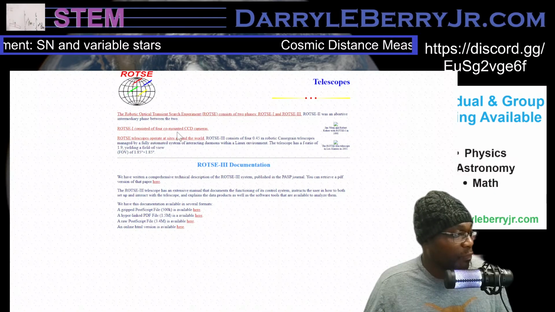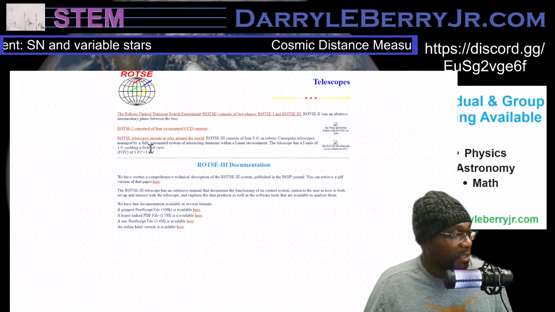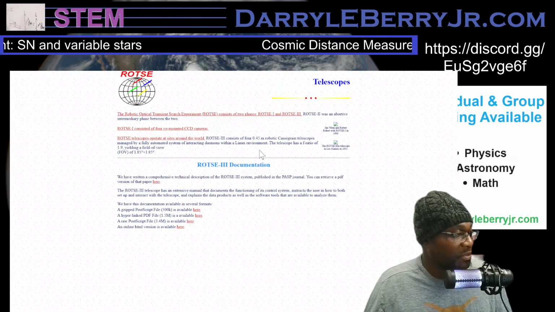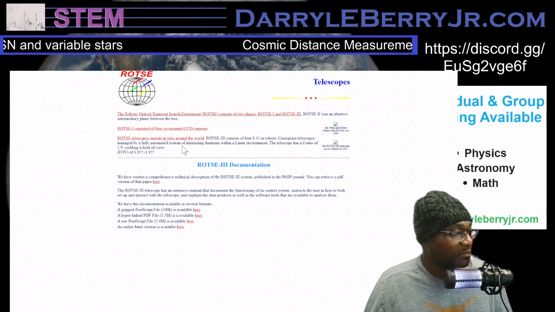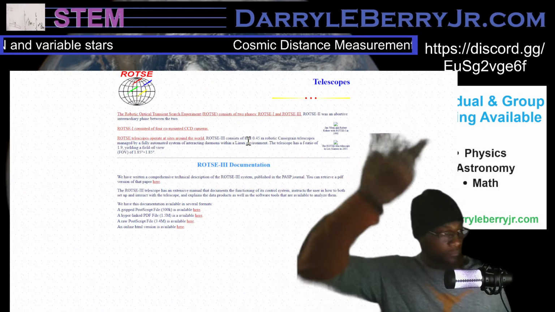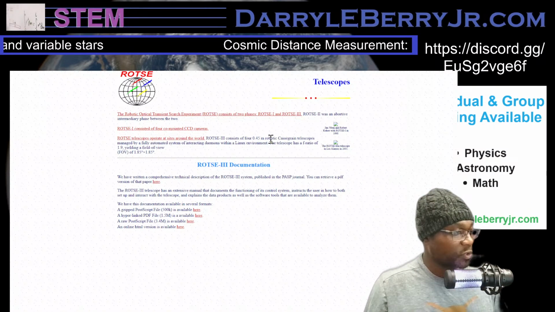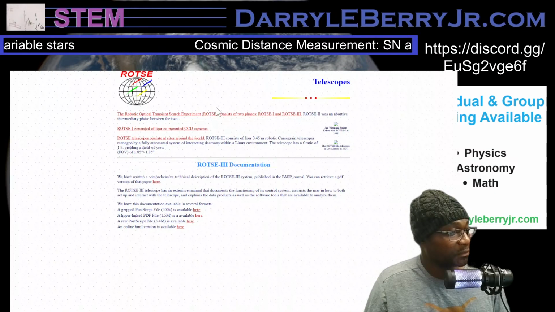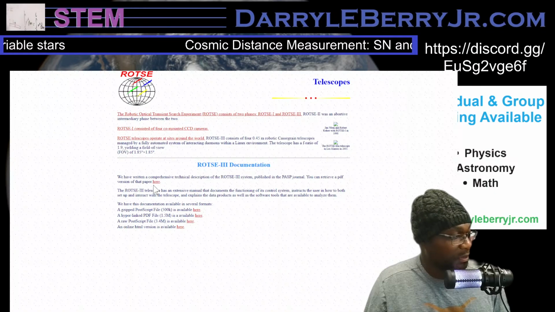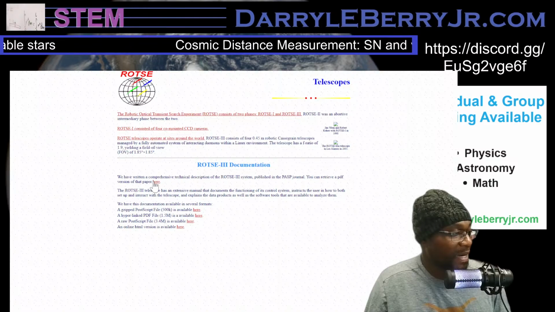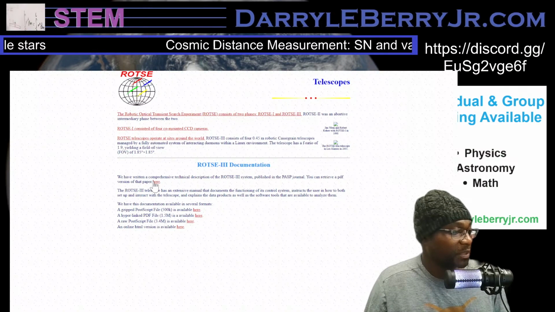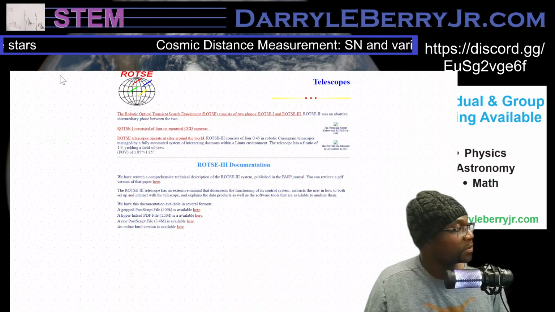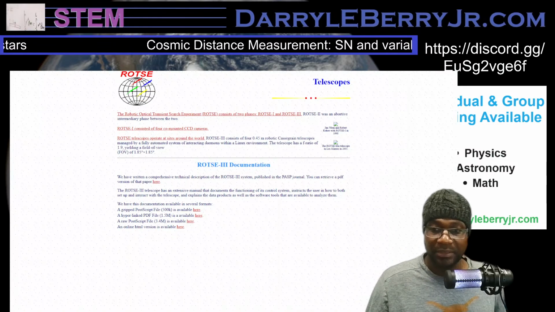ROTSE-I consisted of four mounted CCD cameras. ROTSE-III consists of four 0.45-meter robotic telescopes managed by a fully automated system of interacting daemons within a Linux environment. The telescope has an F ratio of 1.9 with a field of view of 1.85 degrees. Looks like the picture is down. We've written a comprehensive technical description of the ROTSE-III system published in the PASP journal. You can retrieve a PDF version of the paper here, so I'll make sure to do that. I'll talk about the telescope a bit.